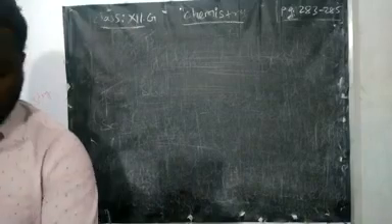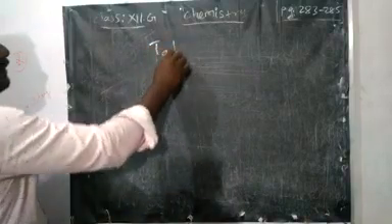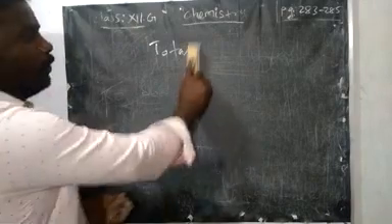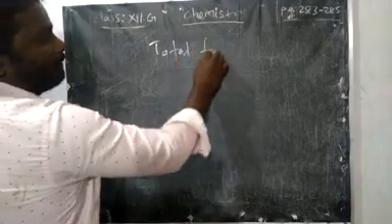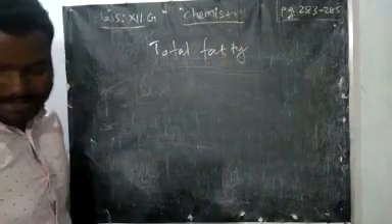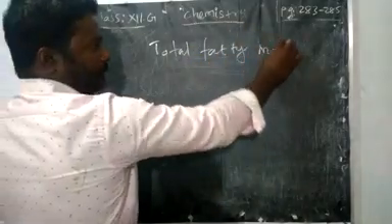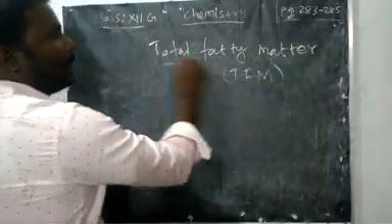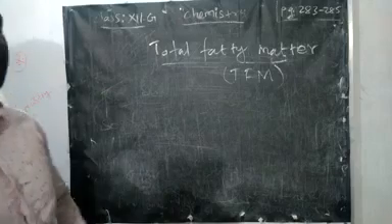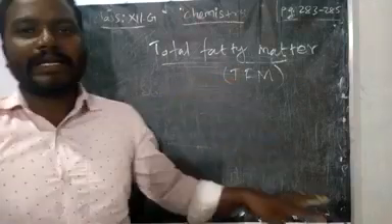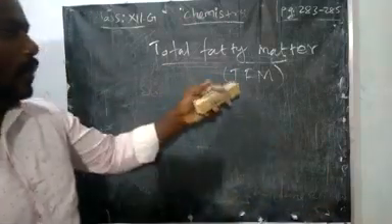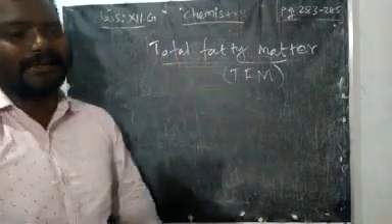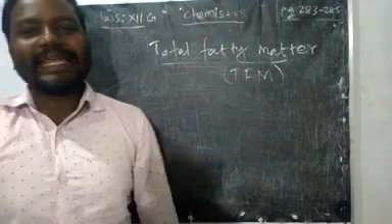Now, how will you measure the quality of soap? Total fatty matter, in simple form TFM. This is important. From the TFM value only we can measure the quality of soap, right? See, the quality means total fatty matter. How much fatty acids are present? That quantity only we call TFM.